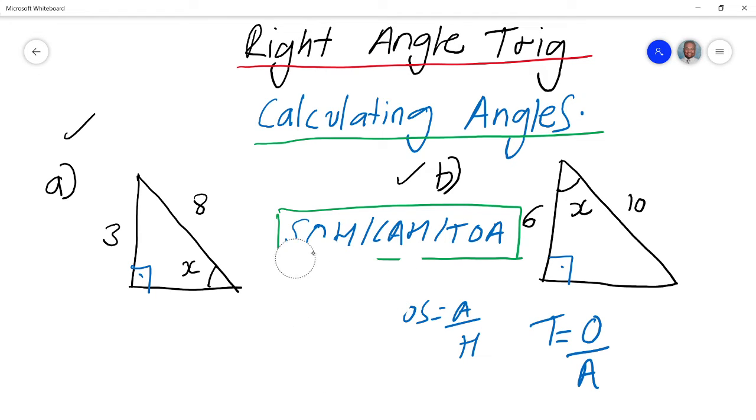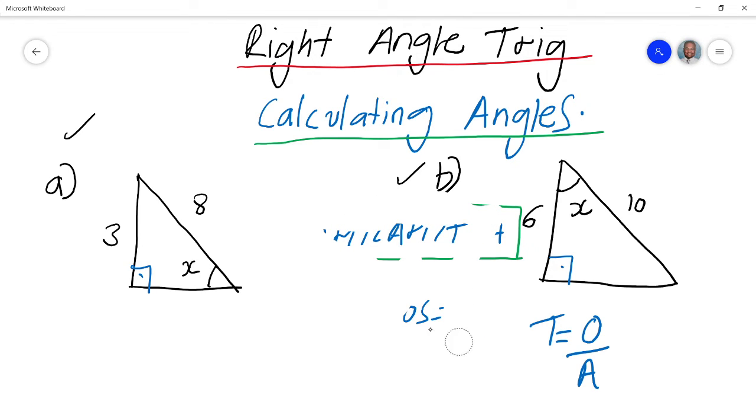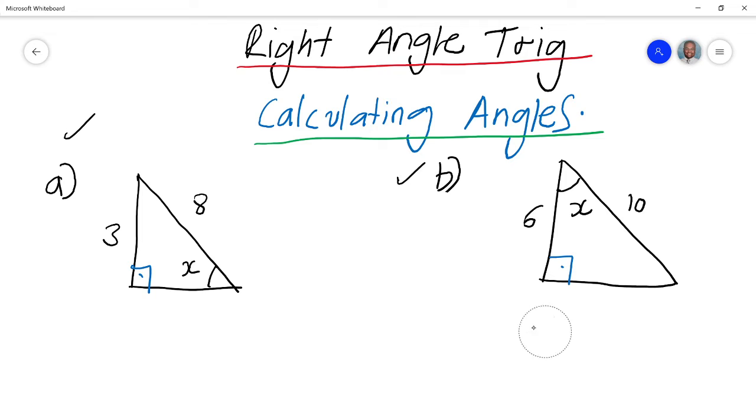I'm just going to rub this out. If you look at question A, we've got two lengths there. The first thing we need to do is identify each length: is it opposite, adjacent, or hypotenuse, and then use the appropriate ratio. Let's look at what's been given. We've got 3 and we've got 8, and we're told to find this angle x. We need to identify which one's opposite, which one's adjacent, and which one's your hypotenuse.